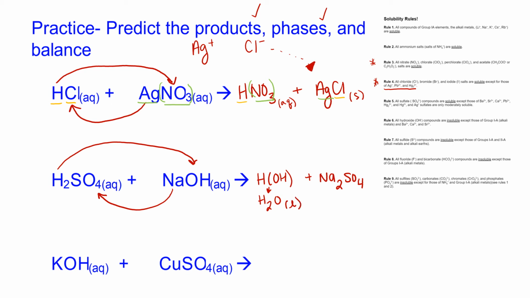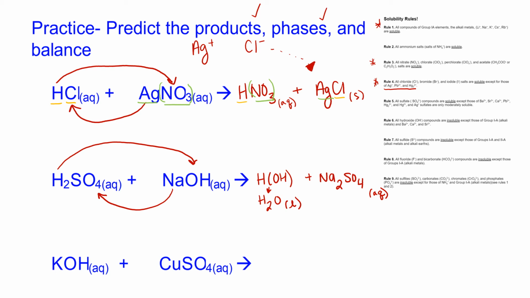And now we're going to look at our sodium sulfate. So if we look at sodium sulfate, we see that sodium, because it's in group 1, we're looking at rule 1 up here, is always going to be soluble. So this is going to be aqueous. But remember, the only time a double replacement reaction isn't going to happen is when both of the products are aqueous. So since I have one product that's aqueous and one product that is a liquid, this reaction is still going to happen. So now we have to balance this equation.